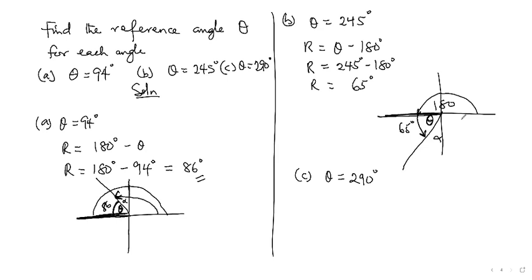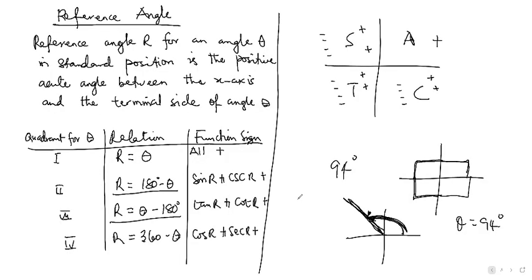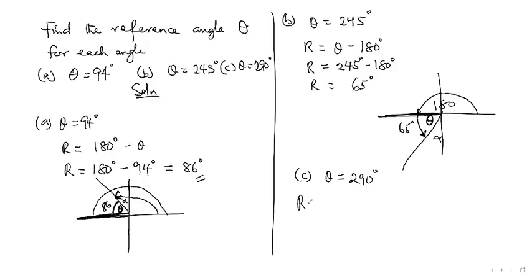Okay, so when it comes to 290, 290 falls in the fourth quadrant, right? So in the fourth quadrant, with what we learned, your reference angle is 360 minus theta. So 360 minus what's the theta? 290. So when you subtract, what are you going to get? 70 degrees. That's the answer.